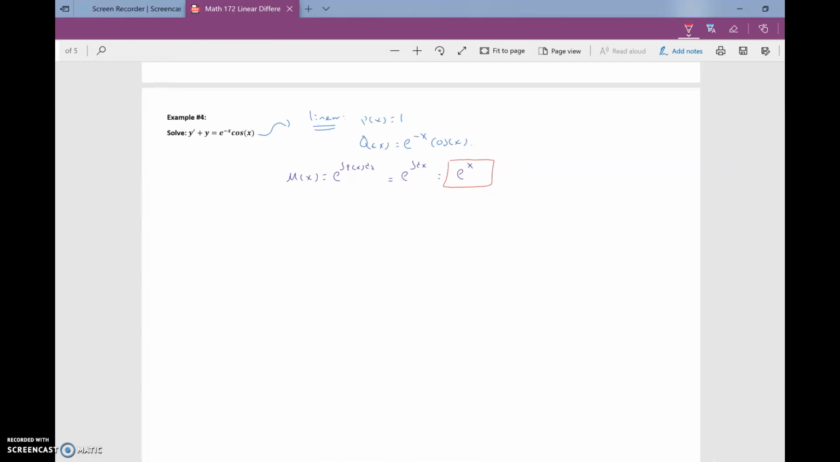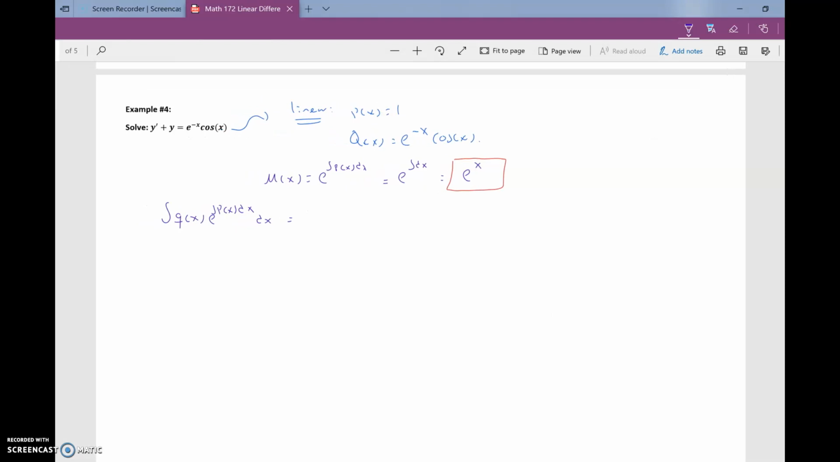And then let's actually evaluate the integral of q of x times e to the integral of p of x dx, which for our problem, q of x is equal to, actually wait, this is the integral of e to the negative x cosine of x times mu of x, which happens to be e to the x. This will be dx. So good news on this one. These two cancel.